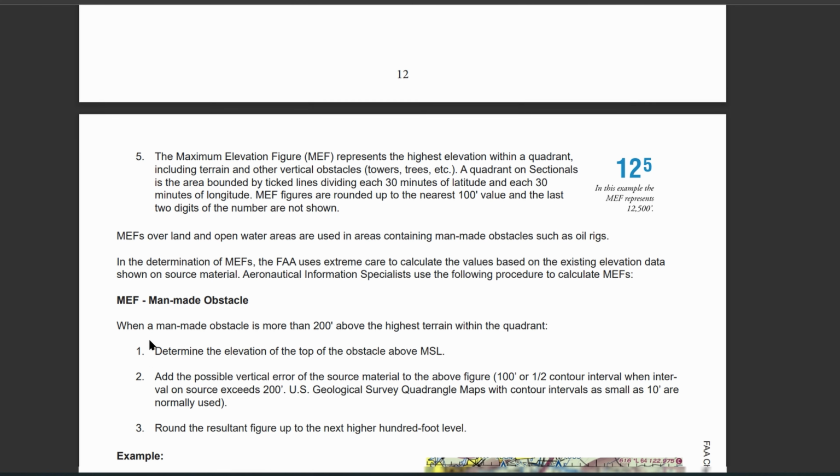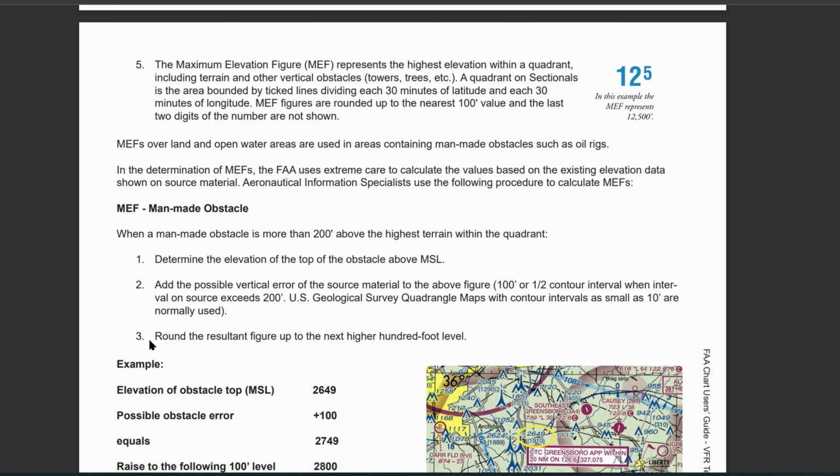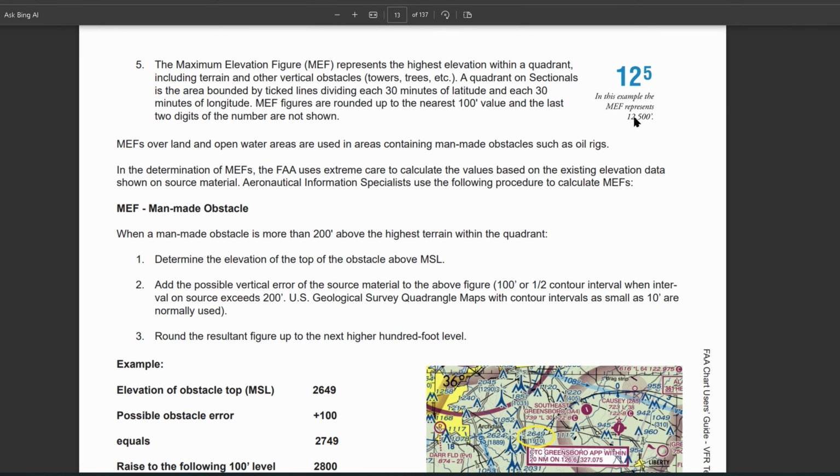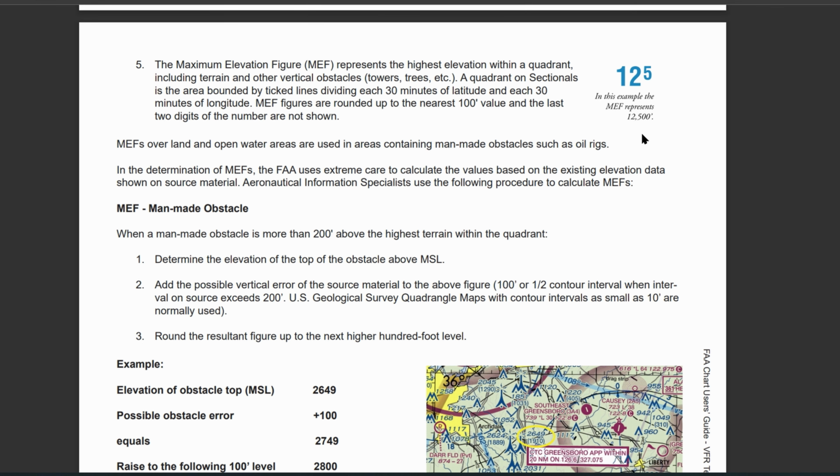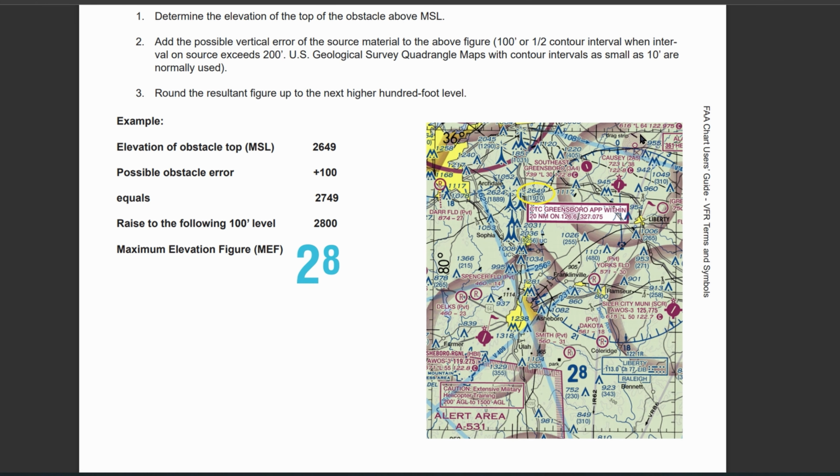Now we will discuss MEF, which is the maximum elevation figure. You can see right here we have an example of 12.5, and that represents 12,500 feet. I'll show you how to calculate this right now. It's pretty simple, but pretty important. So MEF is the maximum elevation figure, and again, it represents the highest elevation of something in a specific quadrant. And quadrants, if you know how to read a sectional chart, are 30-minute intervals. So you have a block of 30 minutes by 30 minutes, and that would look something like this. So it's surrounded by this little box right here. This is an entire quadrant.